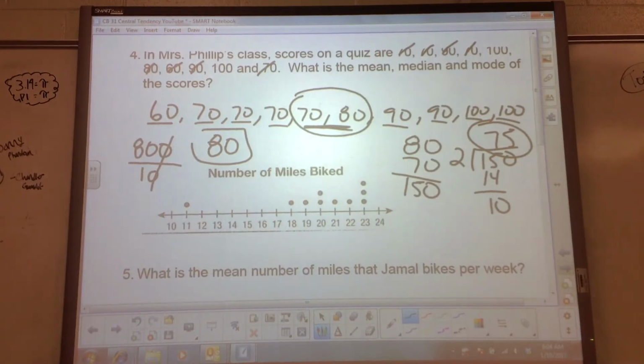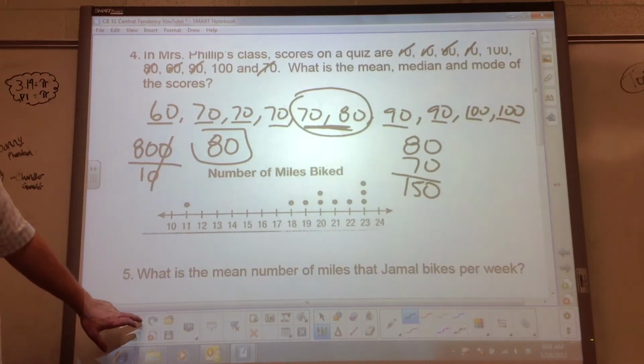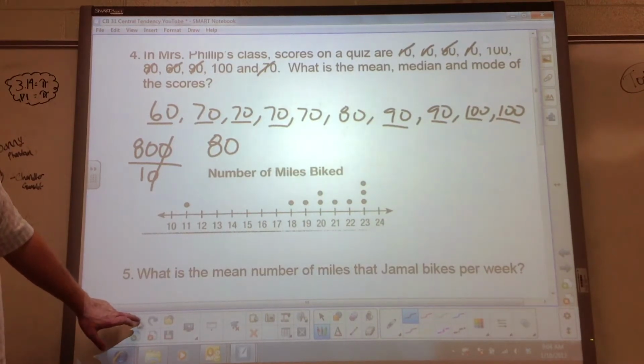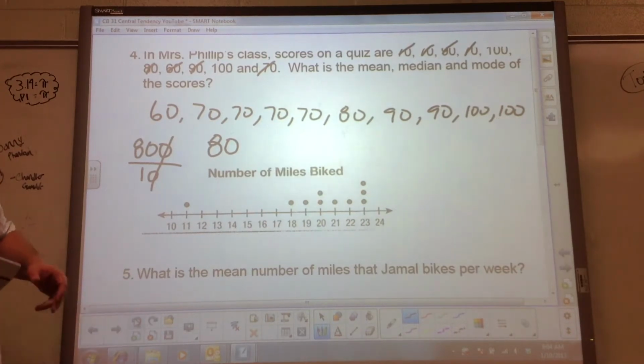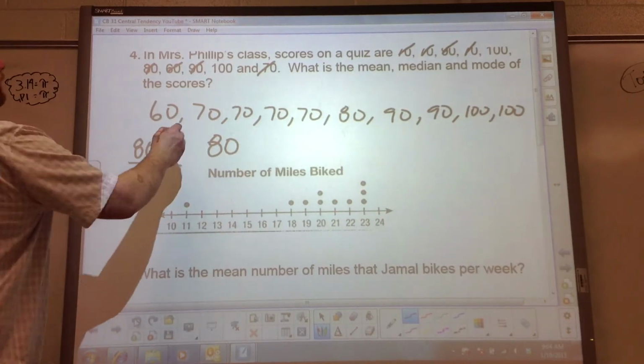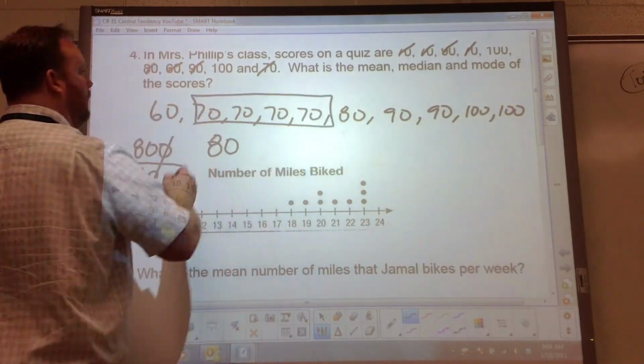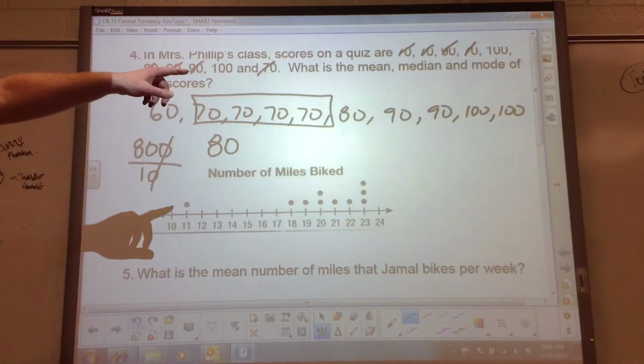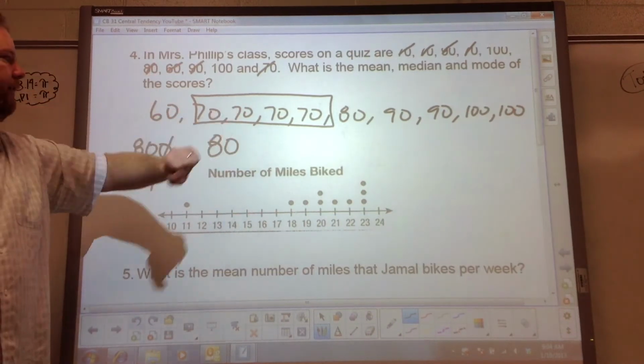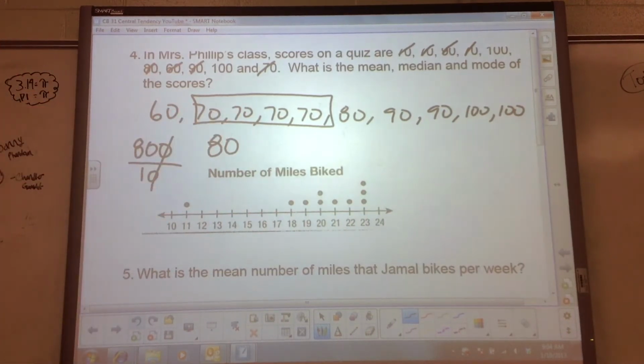What is the mode? Let's back up here a little bit and clean up our board some. What number occurs the most? This is another reason why you want to put these data sets in order from least to greatest, because you can see the numbers very, very clearly. And obviously the number that occurs the most is 70. We have two 90s, we have two 100s, but we have four 70s, so that will be the mode.